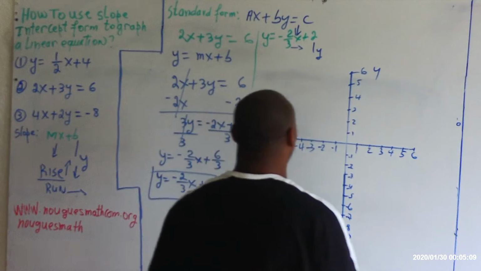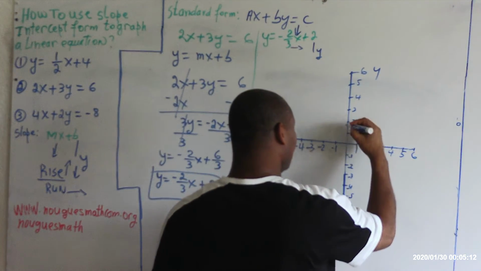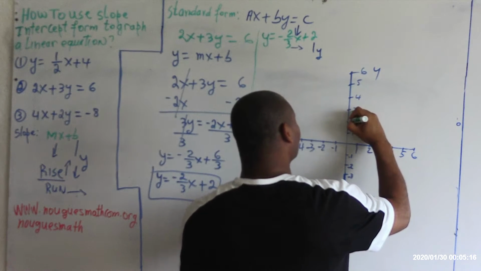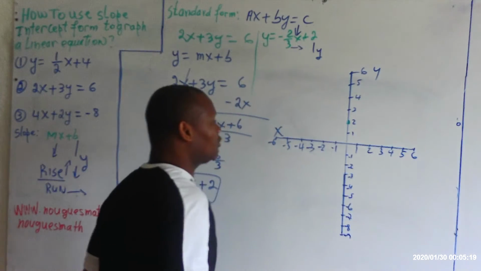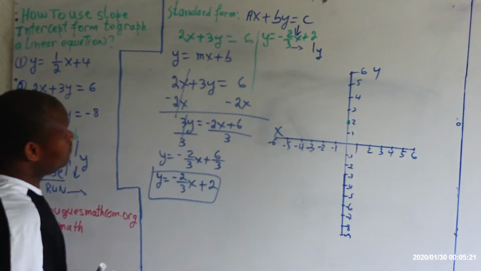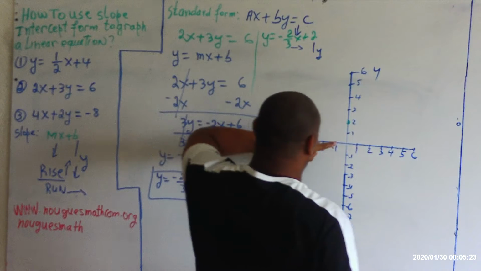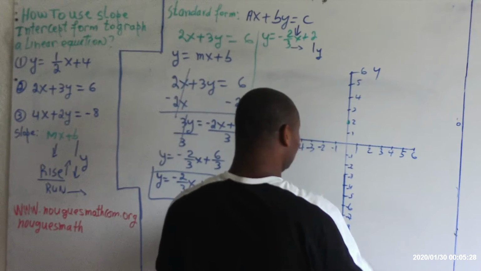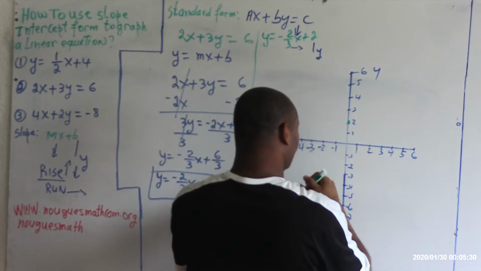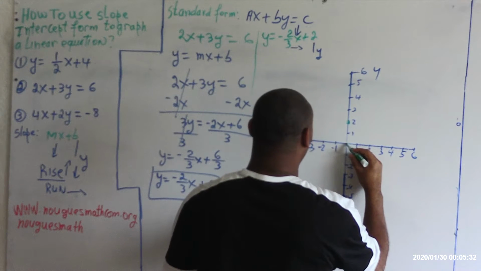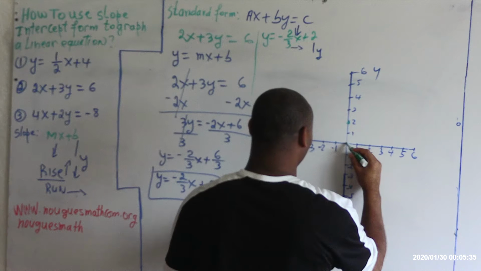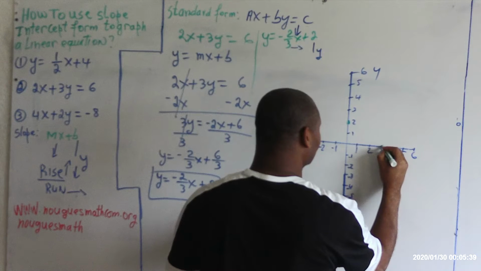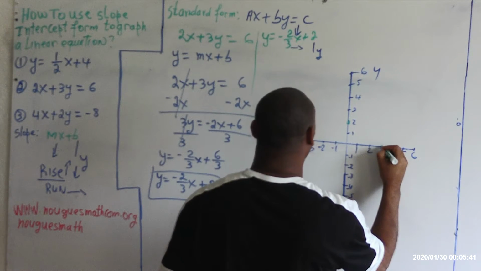So let's start. Place the y first. Y is right here, at 2. So remember, from 2 it's going to be down 2 units. Down 2 units. 1, 2. Right here. Okay. And go to the right 3 units. 3 units. Boom. Right here.